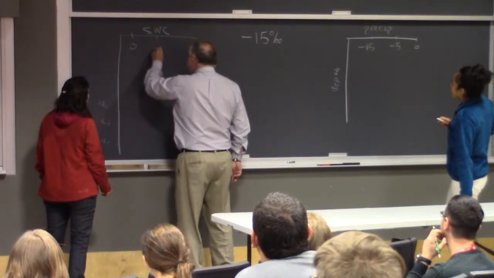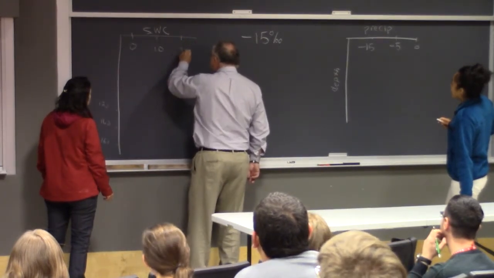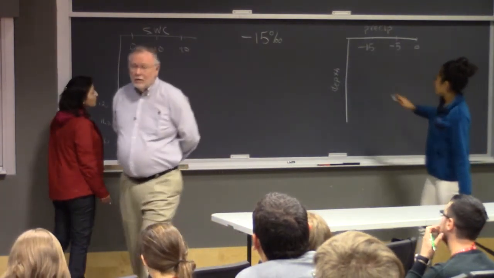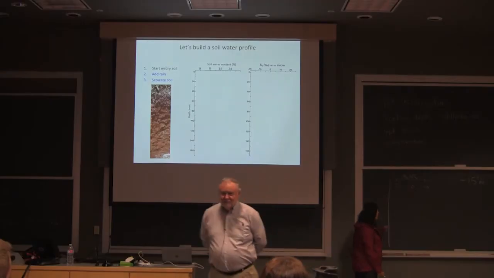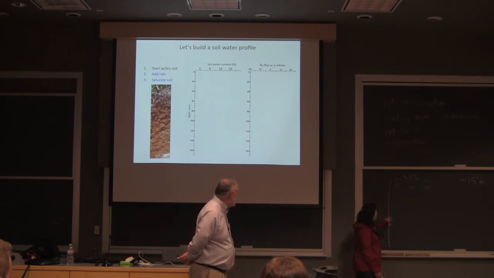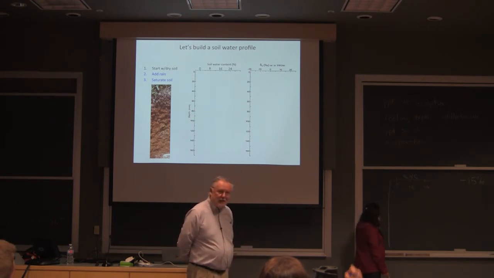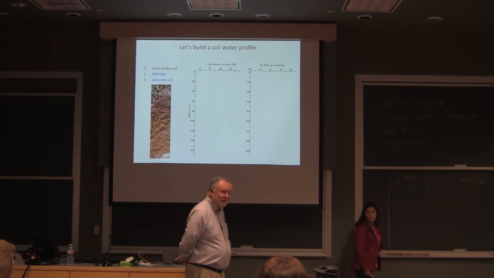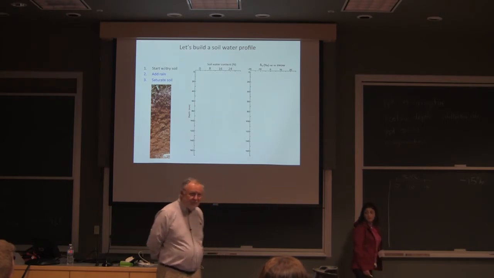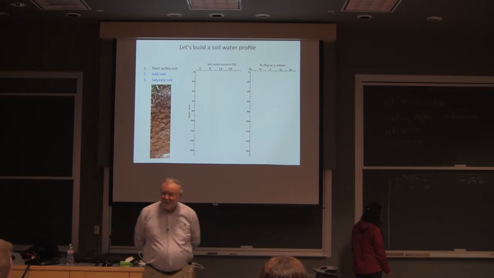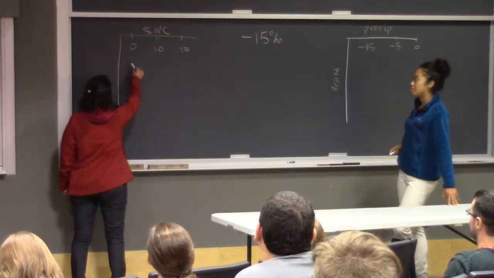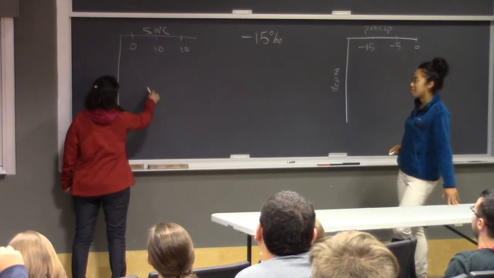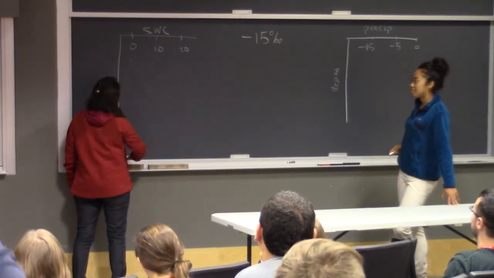0, 10, 20. And I'll help you and tell you that 20 is saturated. So what does our line look like? Straight line. Okay. So have them draw their line, help them. Start at, for soil water content, start at 20. Go to 20 and start at 20.